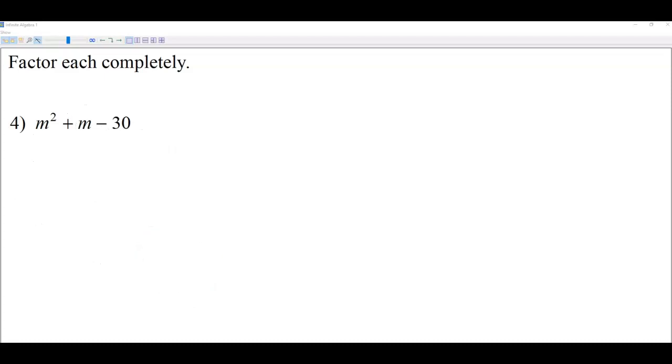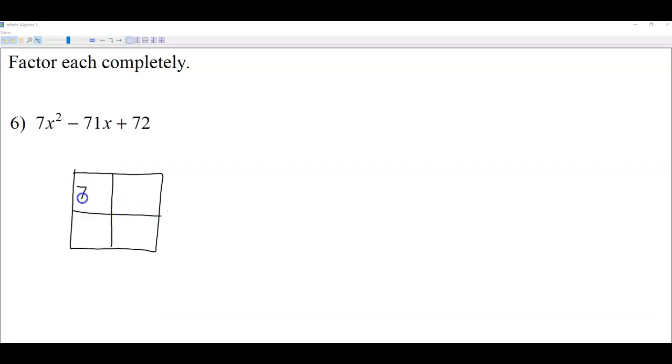Let's go ahead and take a look at another one here, number 6. So once again, you start by looking for a GCF, but there's not going to be one on this one. So I'm going to move on. And it's got 3 terms. We do the box method. First term goes here. Last term goes here. And we're going to split it up.